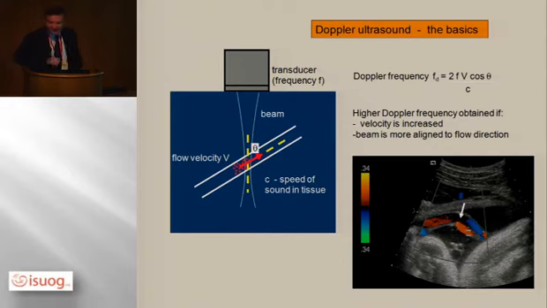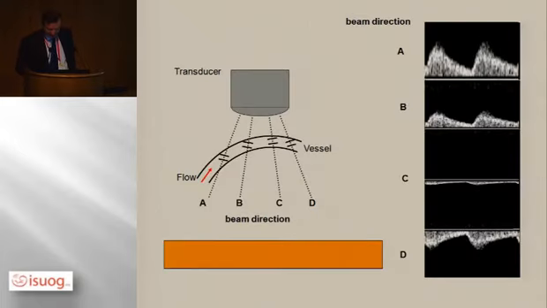You'll be very relieved, I'm not going to talk about the physics of Doppler in great detail, except to say that, of course, if the incident beam is at right angles to the vessel, you will apparently have no flow. And it may seem obvious, but it happens every now and again that someone will come to me or come to one of my colleagues and say, look, it looks as if there's no flow here. And, of course, they're looking at right angles to the beam.